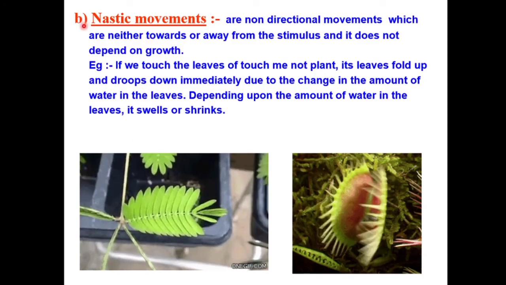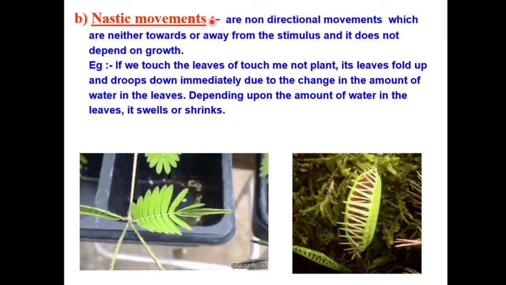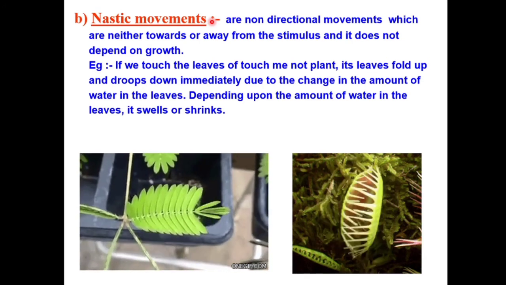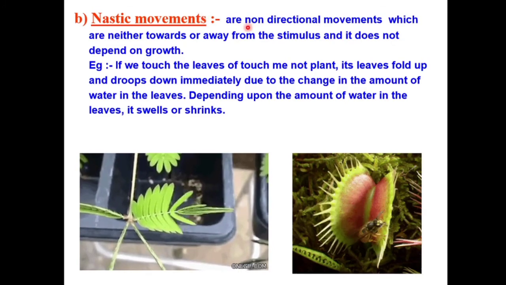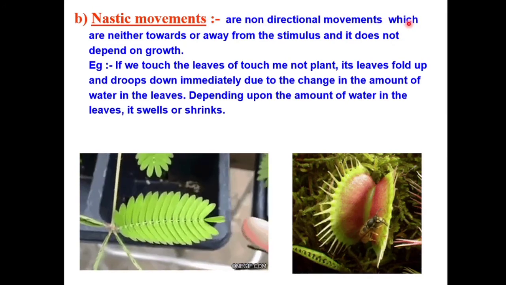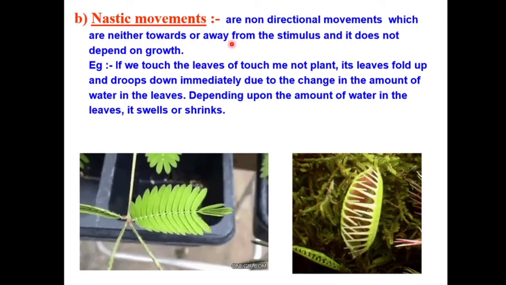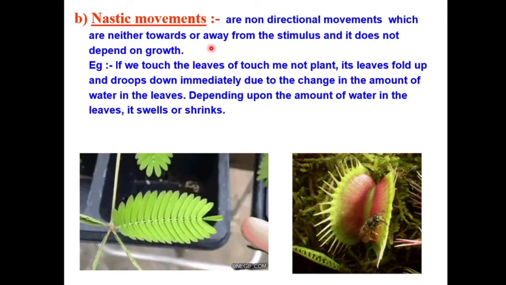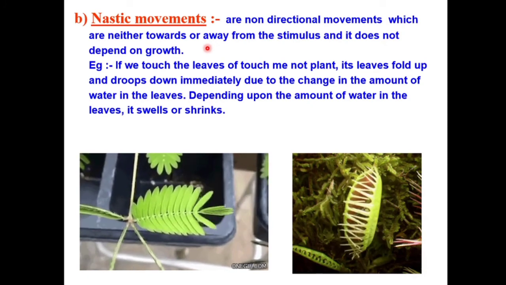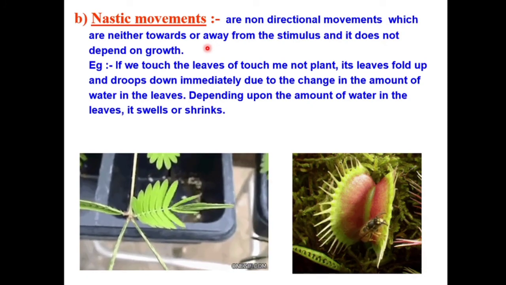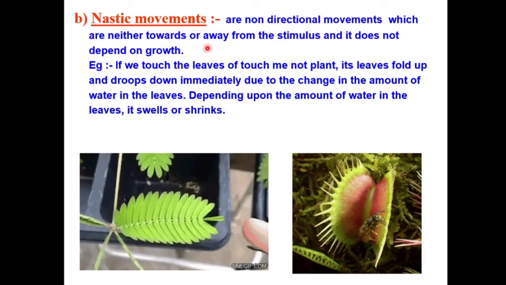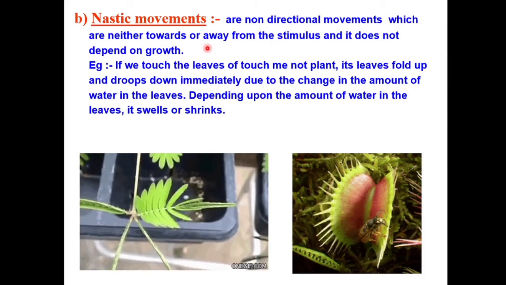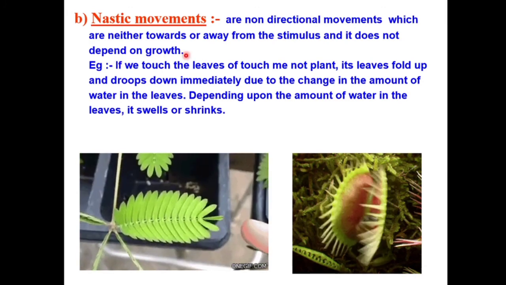Next is what? Nastic movement. Two types of movement we have studied. Tropic was directional movement. Nastic movements are non-directional movements, which are neither towards nor away from the stimulus. So they do not depend on growth. We said when a plant needs to reach somewhere, it grows towards the direction, right? But here there is no stimulus which is directing the plant, right? So there is no growth and no direction.